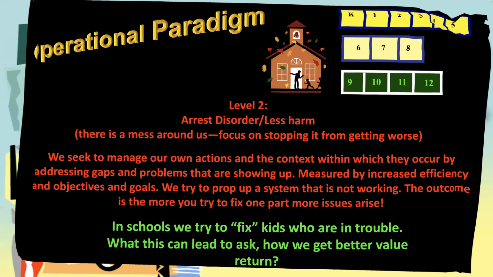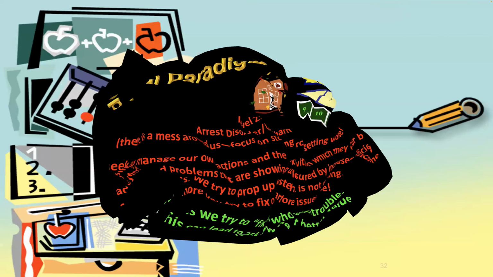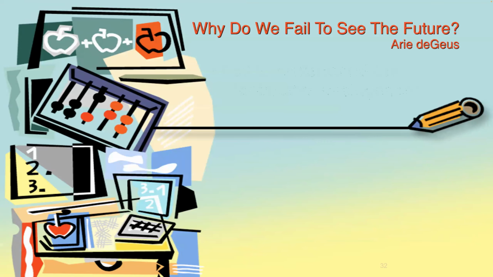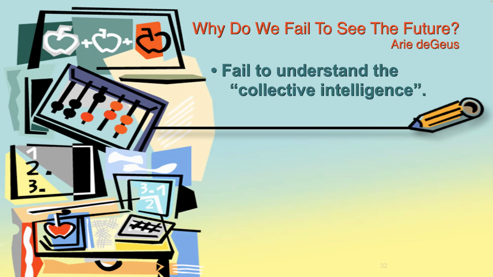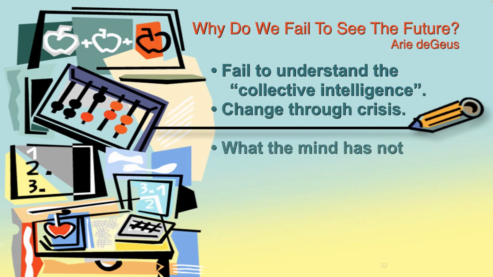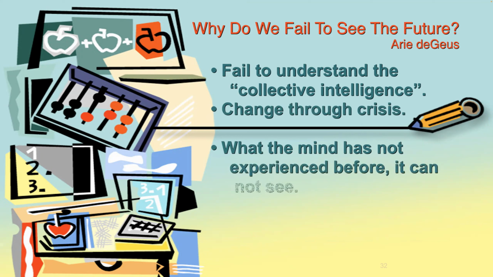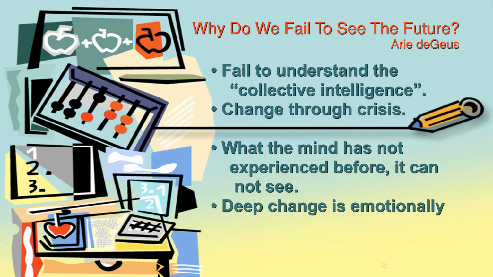All right. So again, when you begin to look at the task in front of you, you think about Arie de Geus, who wrote the book The Living Company back in the late 90s. Why do we fail to see the future? This is what he says. We fail to understand collective intelligence. We're highly fragmented right now.